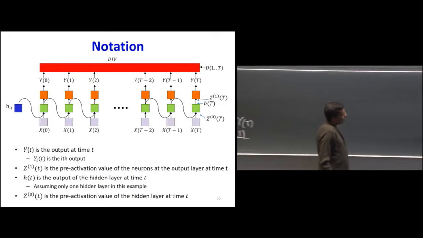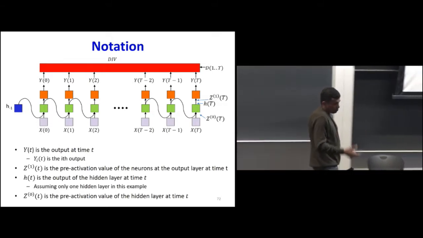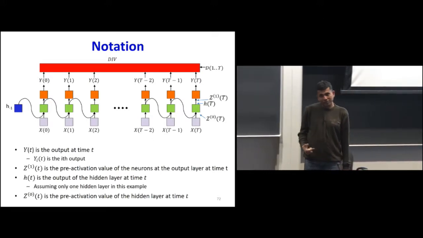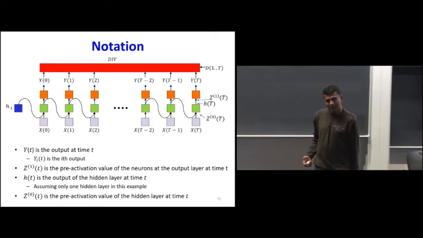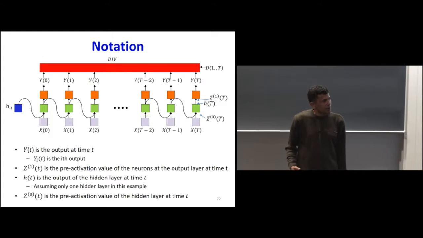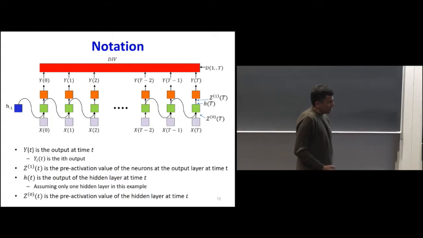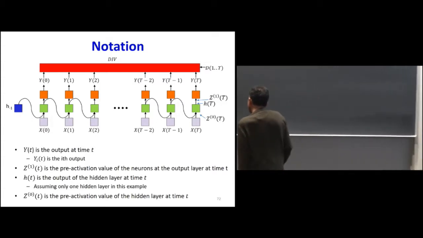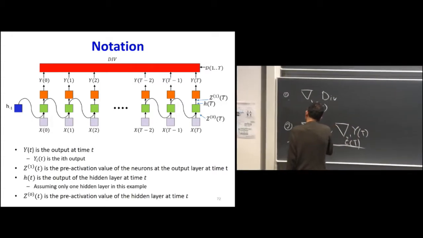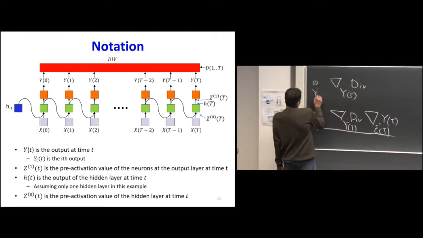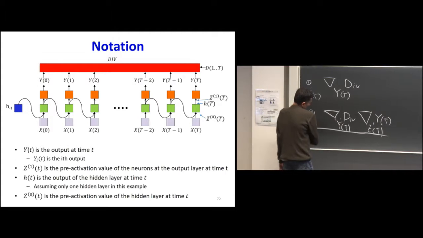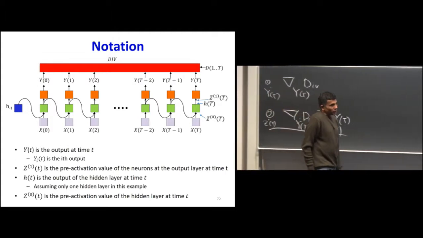So what is the next derivative you would compute going backwards? Wasn't this the formula we're trying to derive for the derivative of the divergence with respect to yt? So the first one is the derivative of the divergence with respect to yt. This was for yt, this was for z1t, right? So what would the next step be?